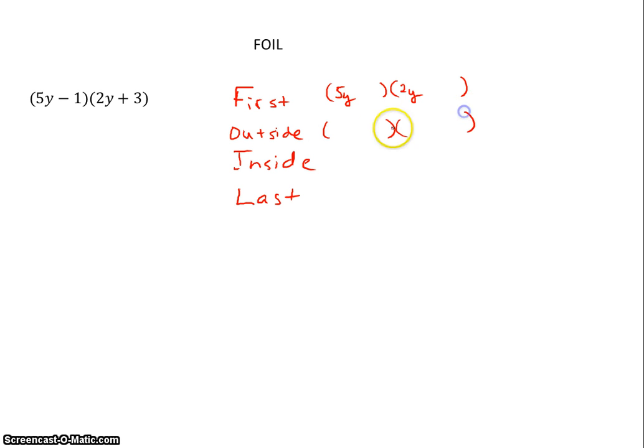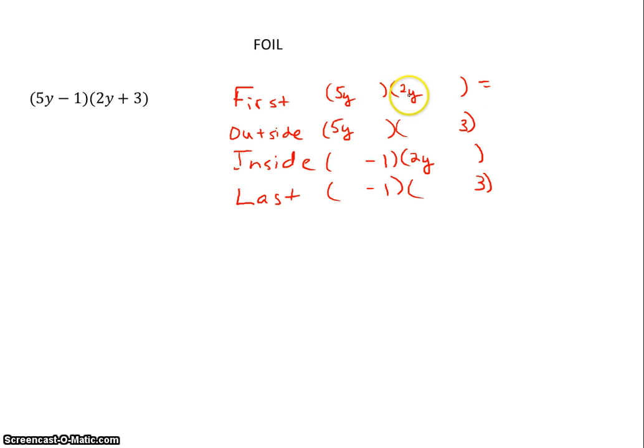Outside, talking about 5y and 3. Inside, talking about that negative 1 and 2y. And last, they're talking about that negative 1 and that 3. And if you notice, it's this first term times that first term, and this first term times second, and vice versa, second term times first. So everything is multiplied by each other. So I'm going to go ahead and do the math.